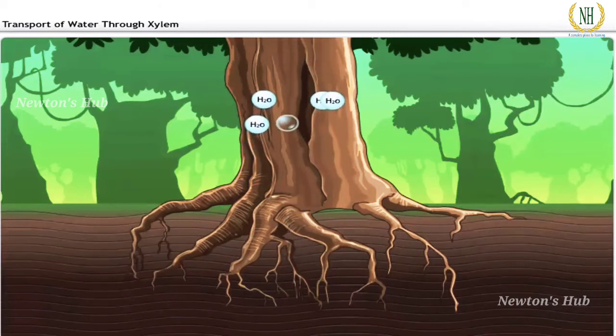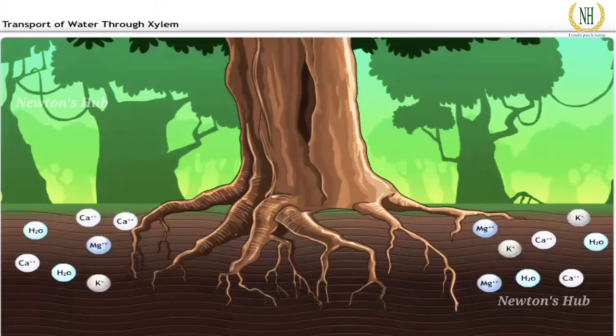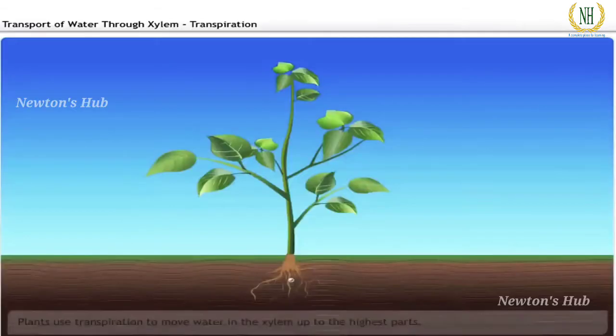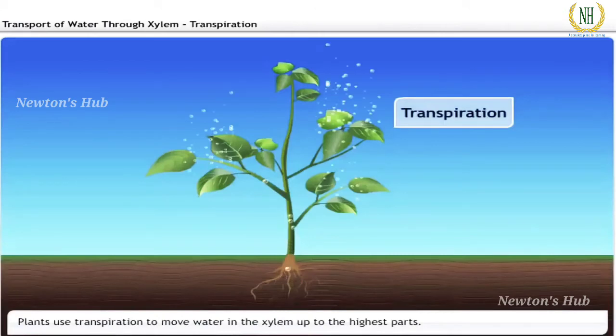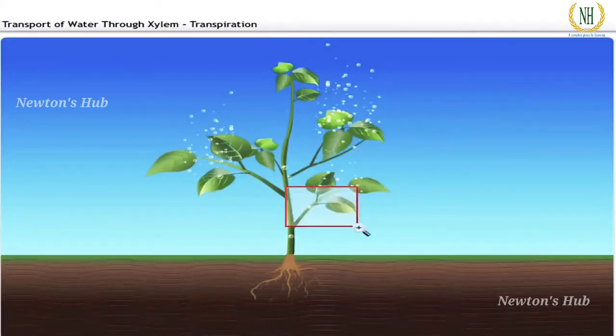However, this pressure is not enough to move this water to the higher parts of a tall tree. Plants use the process of transpiration to move water in the xylem up to the highest parts of the plant body. Let's see how.